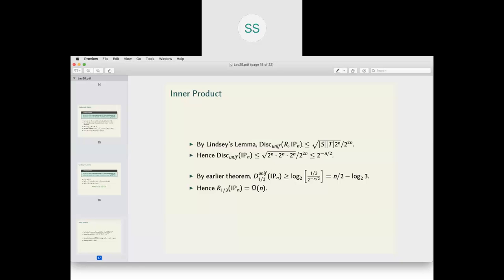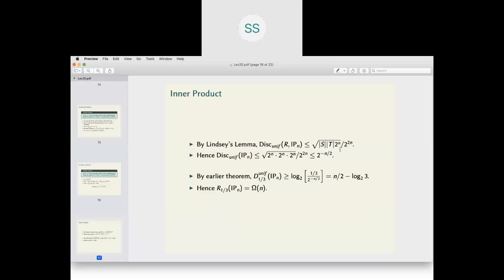But it's a uniform distribution. So there are 2 power 2n entries, and each entry is weighted by 1 over 2 power 2n. So we need to divide. What Lindsay's lemma gave is the difference in the number, and to translate it to the distribution definition, we need to weight each entry by 1 over 2 power 2n.